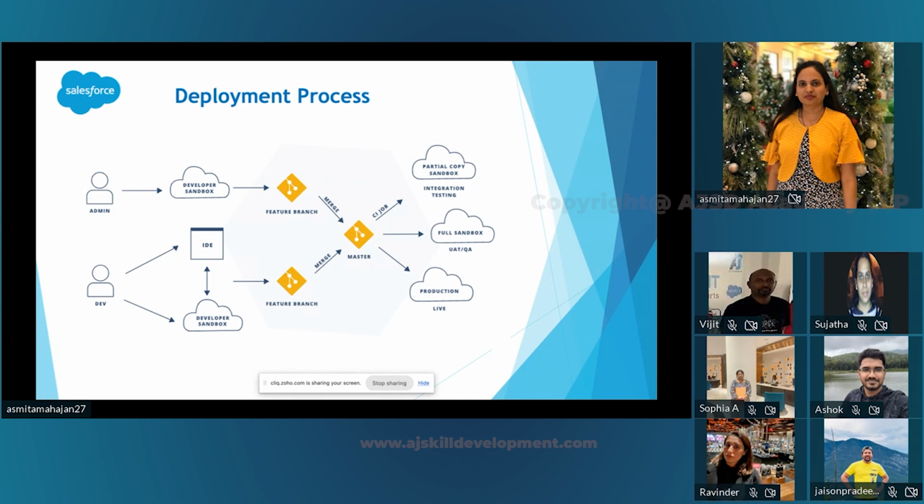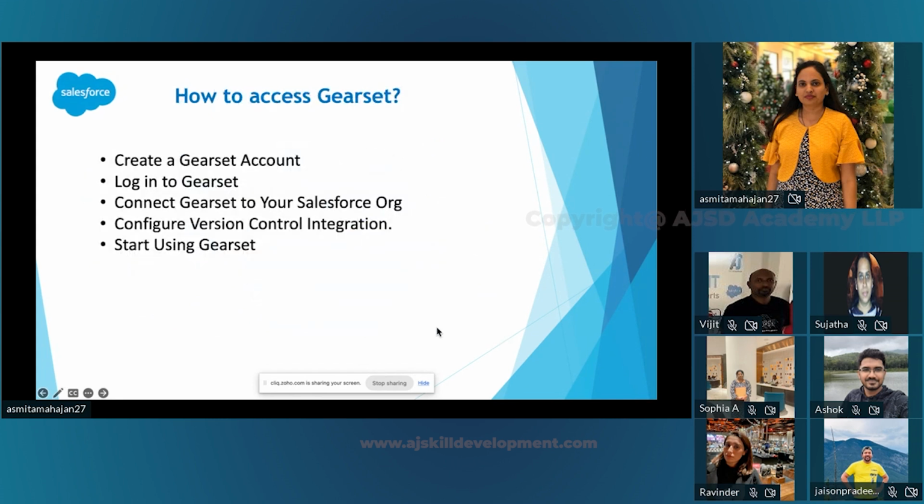Source control keeps a complete history of all changes, enabling developers to view previous versions, revert to an earlier state, and see who made specific changes. This is helpful for debugging, auditing and collaboration. These are the key feature benefits of Gearset. Now we can move forward to how to access Gearset.